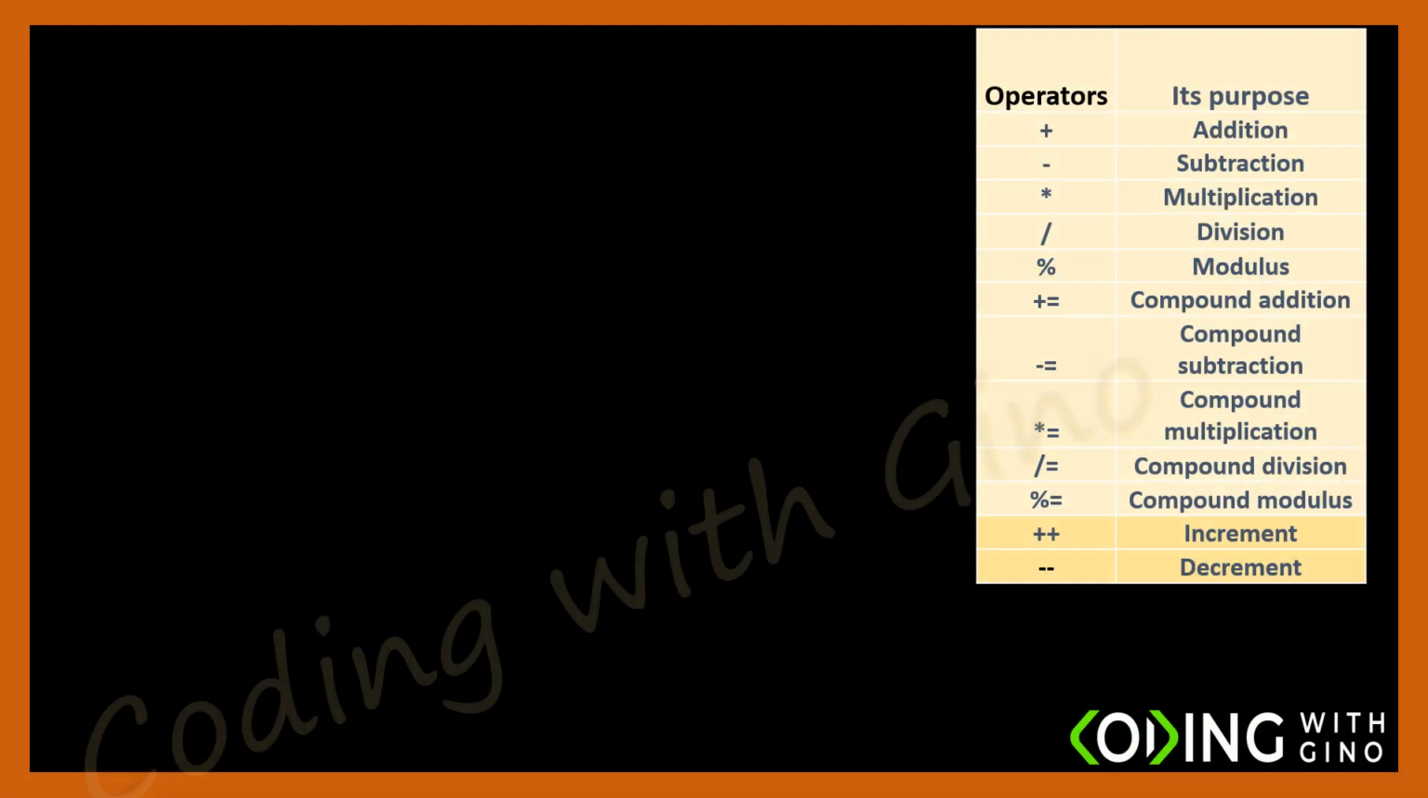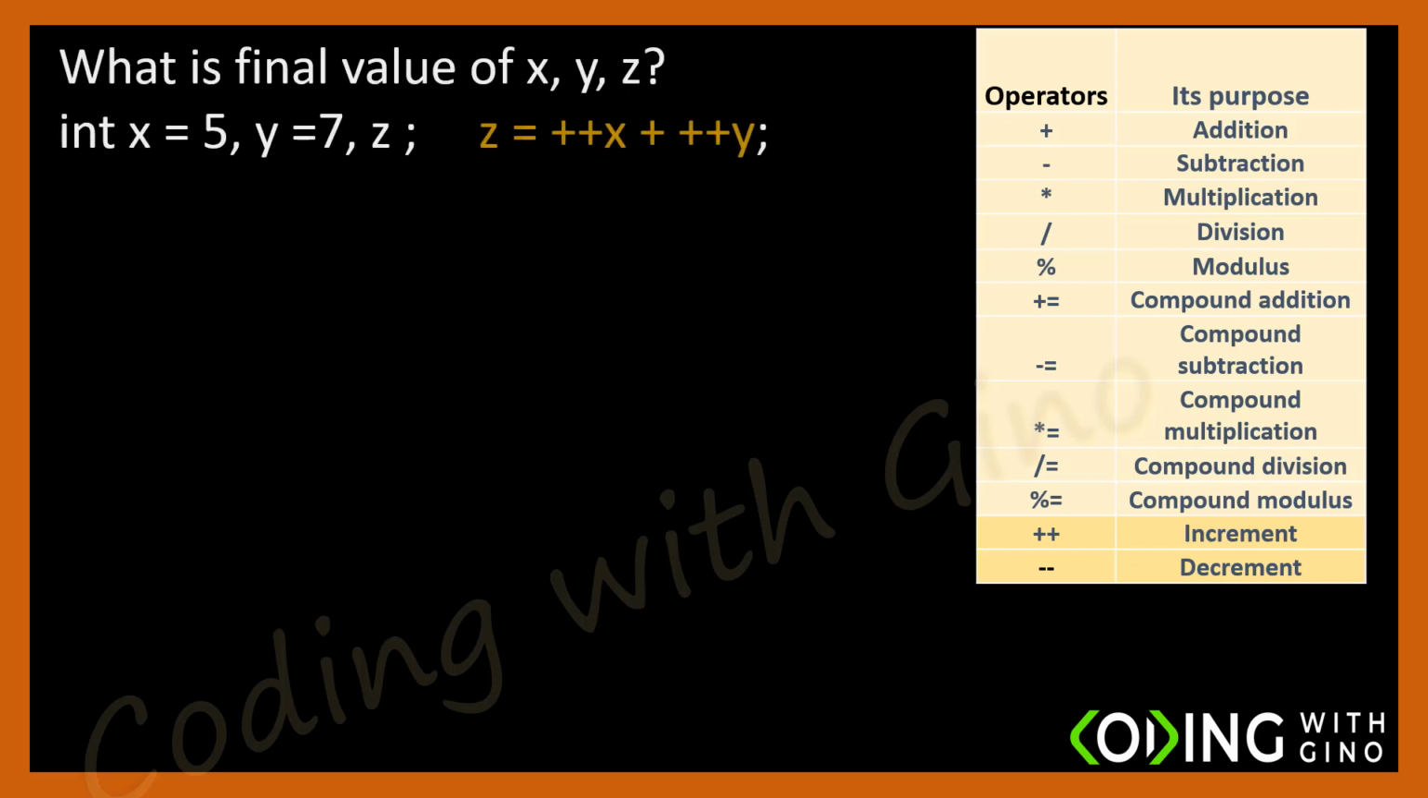Now let's test your understanding of these operators. First question. Can you guess what would be the final value of x, y, and z? Watch me as I solve it. Let's start with ++x. It means pre-increment. The value of x will first be incremented and then consumed. So ++x will be 6. ++x will be replaced by 6 in the equation.